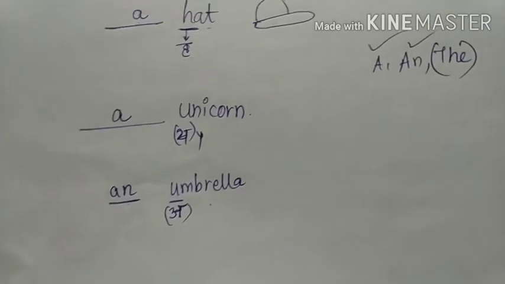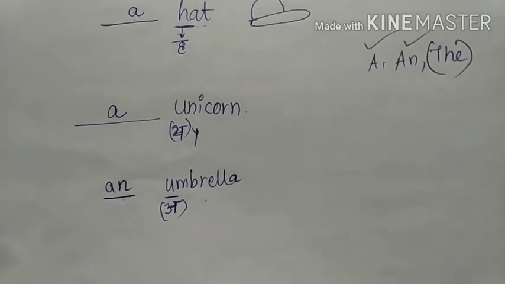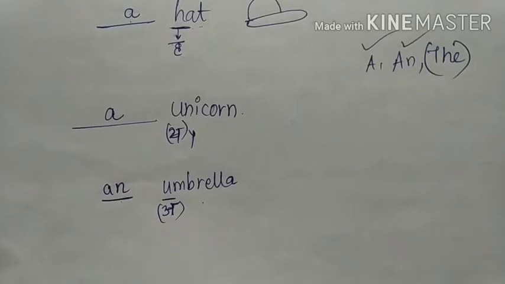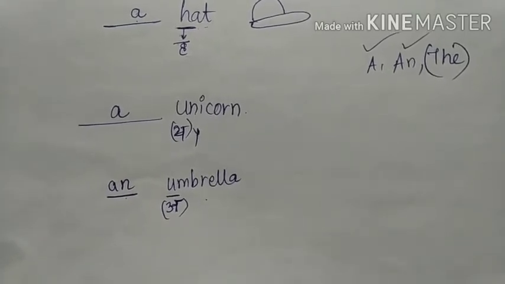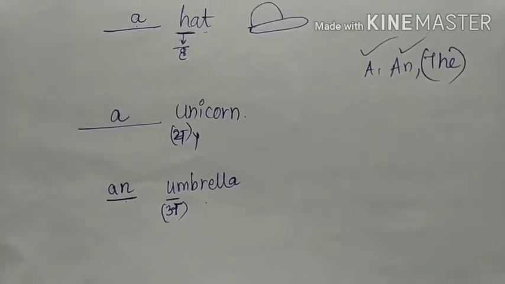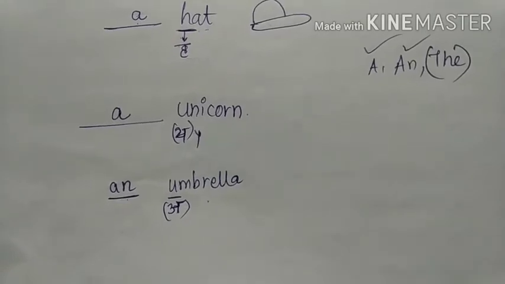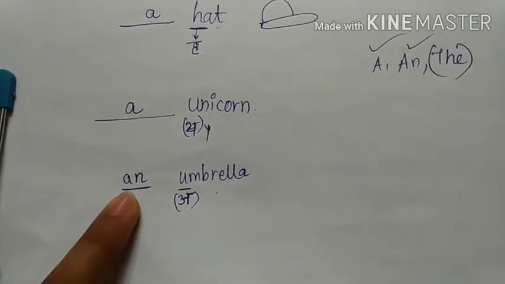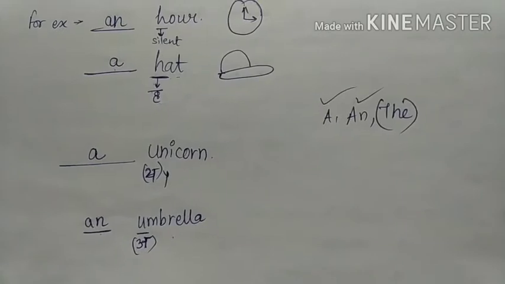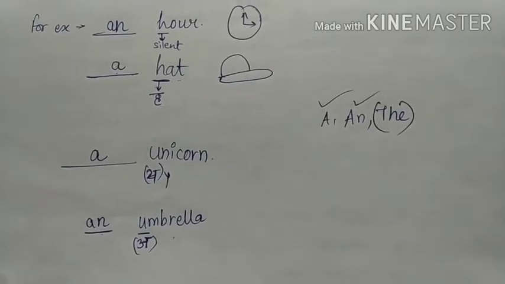So what we have learned: wherever the word starts with a vowel sound, with A, E, I, O, U, we put AN. And wherever there is a consonant sound word, we put A.